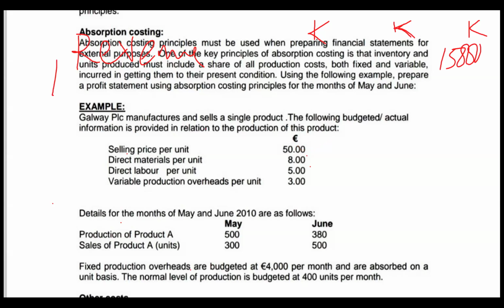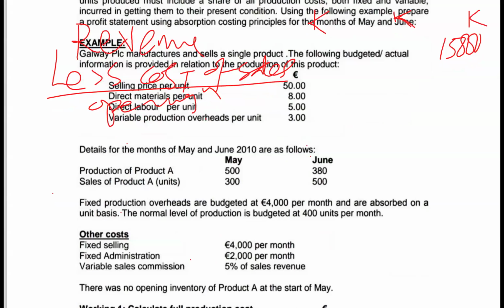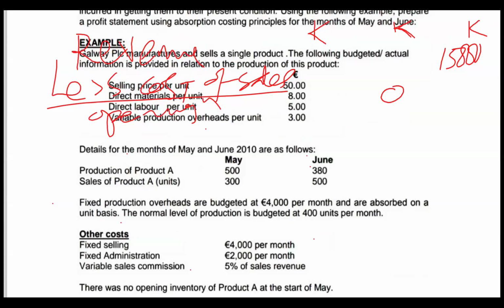And from there, you can less what now? Less the cost of sales. It starts with opening inventory. The question is very clear that there is no opening inventory. You have not seen that part. Let me just move down so that you understand. The question says there is no opening inventory for May, which means that opening inventory shall be 0 in our case.